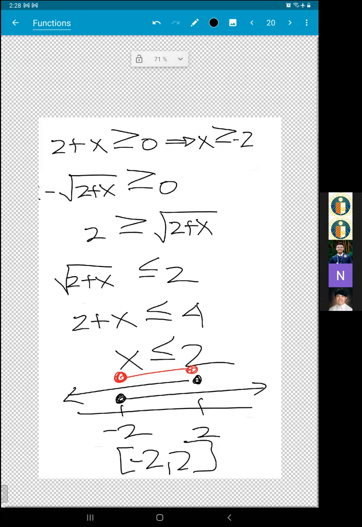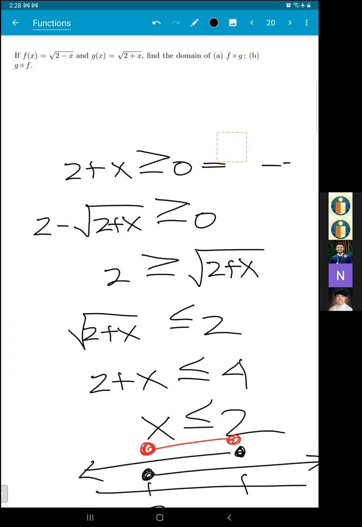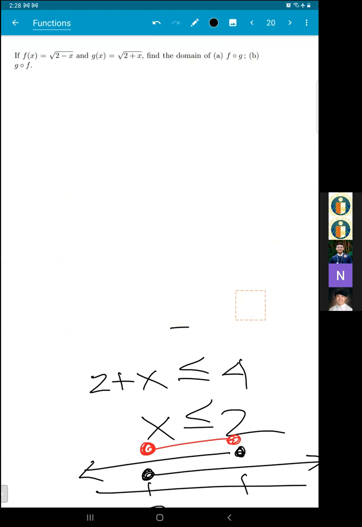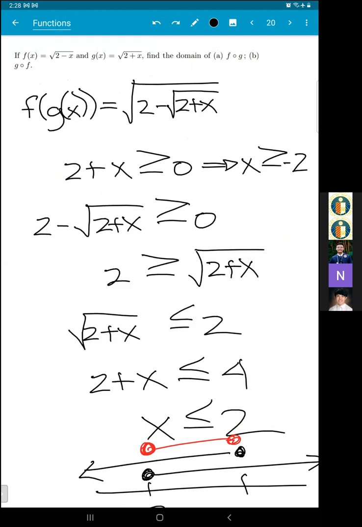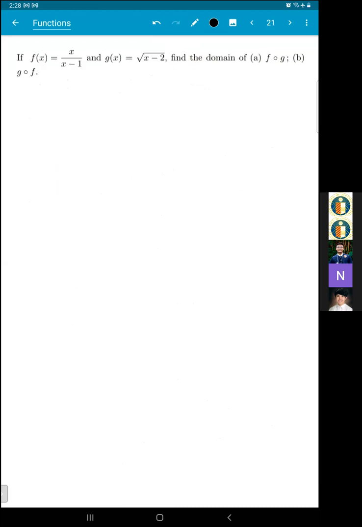I'll leave the other one as practice, since you already know how to do part A. To do part B would just be the same. Okay. So anyway, let's proceed to the next one.